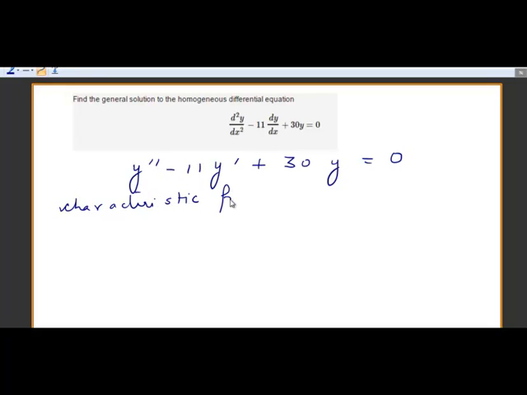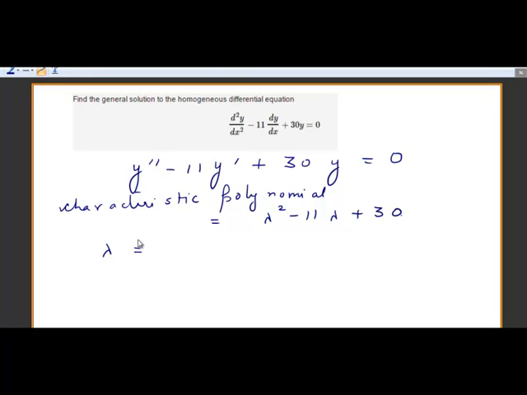So what do you think? What will be the characteristic polynomial? Lambda squared minus 11 lambda plus 30. That's right. Lambda square minus 11 lambda plus 30 will be the characteristic polynomial. So then we'll find the roots of it. So lambda turns out to be 6 and 5.